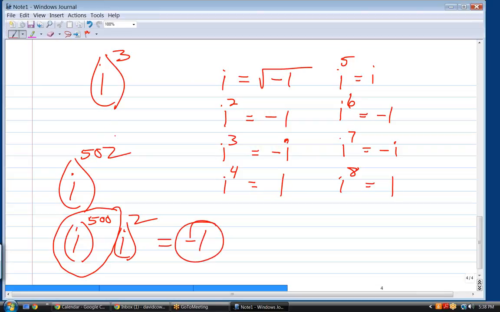In other words, this is the same as i squared. Once you take away all multiples of 4, if I said i to the 49th, well, 48 of those can be taken away because 48 is a multiple of 4. So that's got to be the same as i to the 1, or just i.